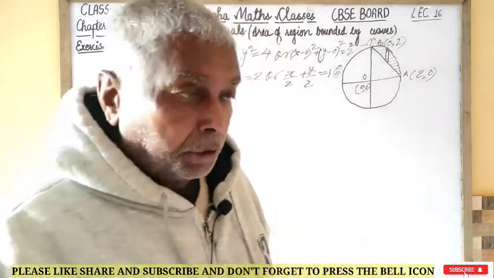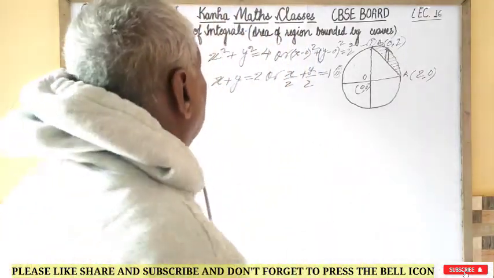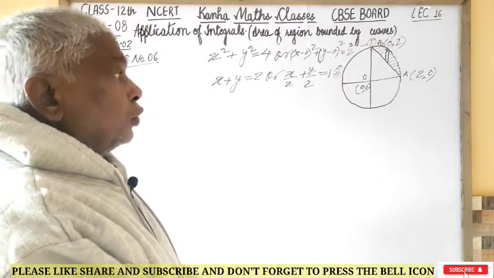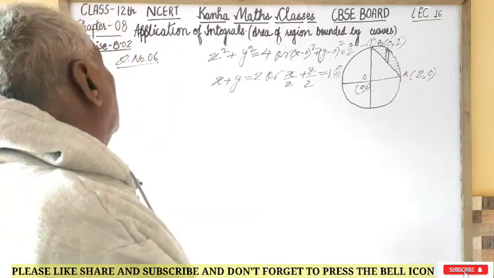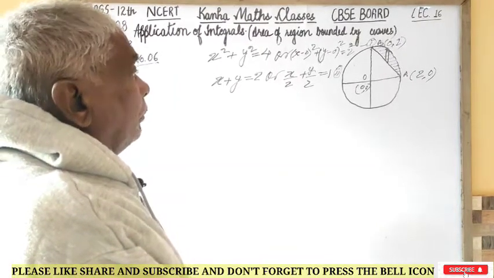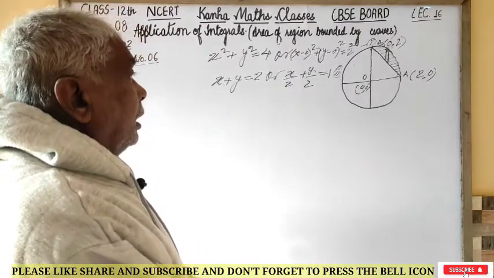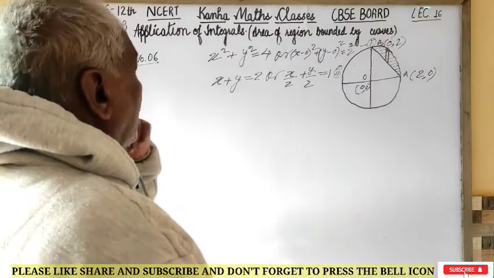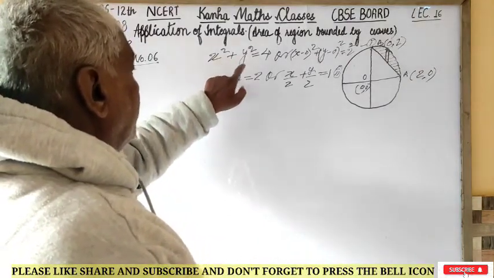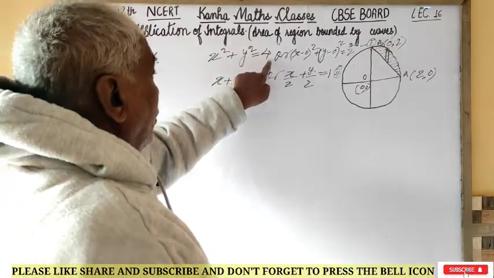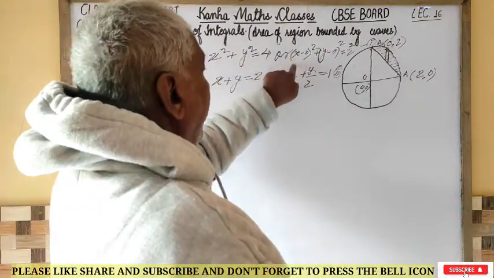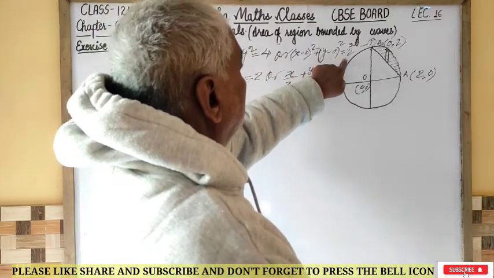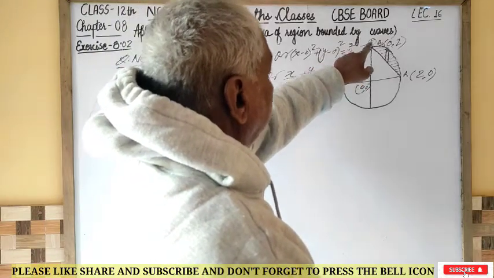In the continuation of previous videos regarding the area of region bounded between two curves, here we have to calculate the area of the region bounded in between two curves as I have stated on the blackboard. x square plus y square is equal to 4, or in terms of the standard equation of a circle, (x minus 0) whole square plus (y minus 0) whole square is equal to 2 square. That is equation number 1.